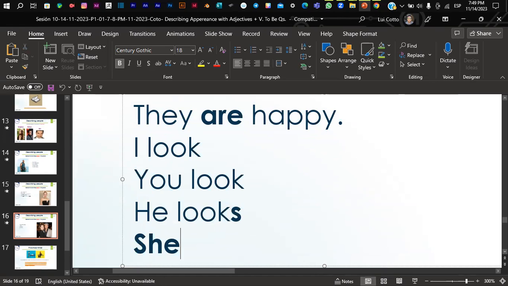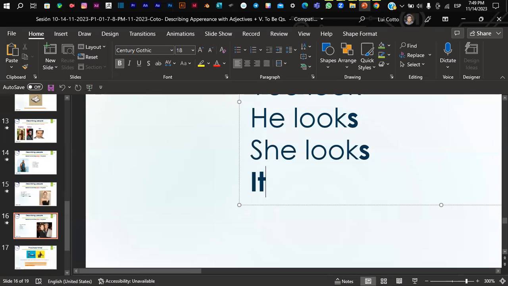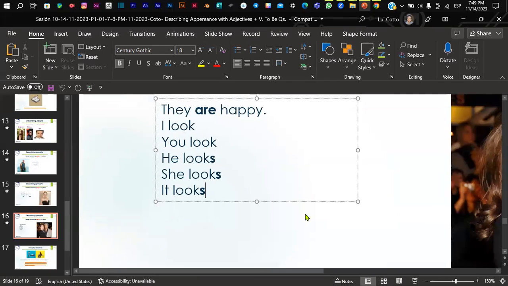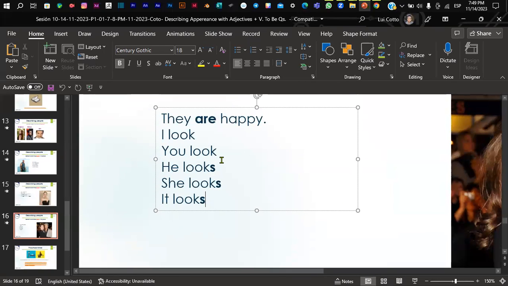No problem. He looks. She looks. The same, right? Lo mismo aquí. The same. It looks. Next. ¿Qué sigue? What is next? You singular, and we have a you plural. You look. Next, what is the next? They. We. Don't forget we. No olvide el we. We look.